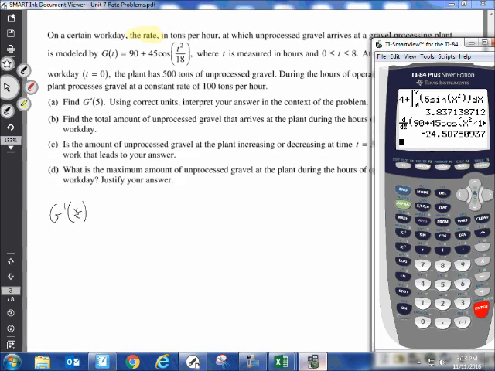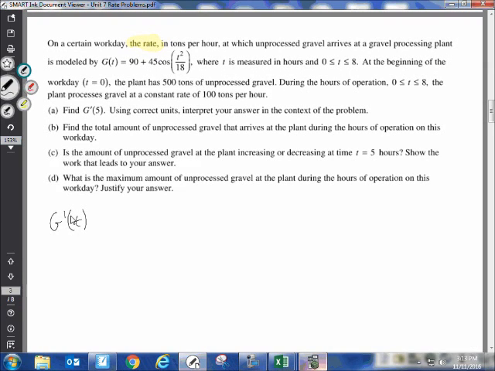Negative 24. g prime of 5 is equal to d/dx of g at x equals 5, which is negative 24. So math 8, your function, comma, x, comma, the number. So just like with integrals, but instead of two numbers, you just have one number.